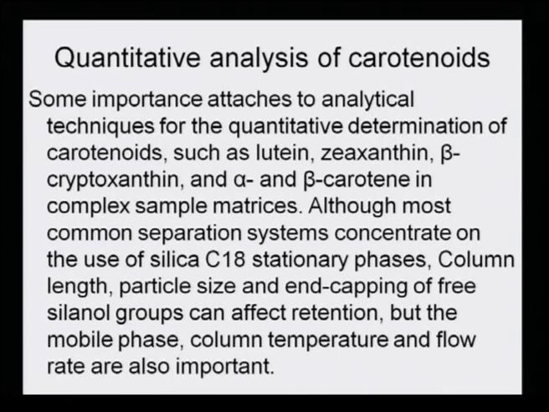Although most common separation systems concentrate on the use of silica C18 stationary phase, which is a reverse phase column, column length, particle size and end capping of the free silanol group can affect retention, but the mobile phase, column temperature and flow rate are also important. So, when we are analyzing carotenoids, we have to keep all these points in mind, and by using a C18 column, which is a reverse phase column, one can do this analysis, and all these different types of carotenoids are able to get separated on the C18 column.